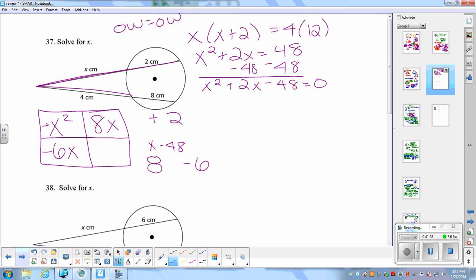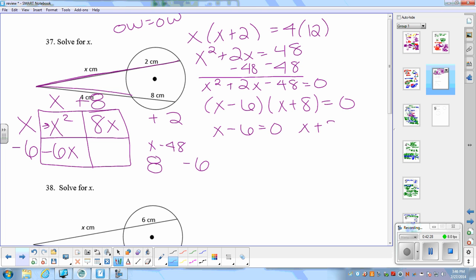My common factor across my top row, x squared and 8x, they both have an x. X squared and negative 6x, they both have an x. X times what gives me negative 6x? Well, that's my number in front of it, so that's negative 6. And then x times what gives me 8x, and that's positive 8. So my two factors are x minus 6 and x plus 8. This will equal 0. To solve it, I set both pieces equal to 0.